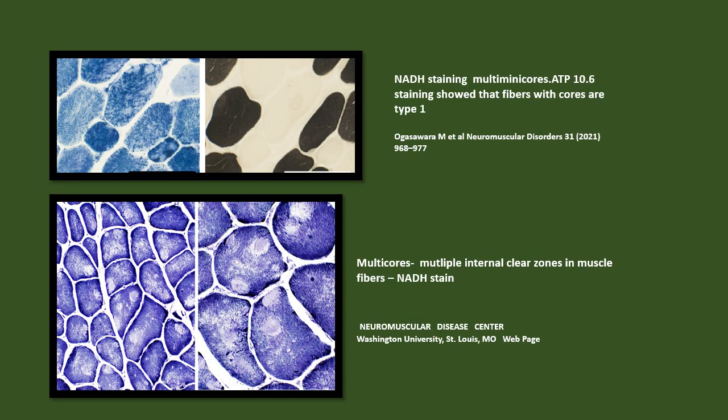In this figure, the top panel shows an NADH stain on the left, which demonstrates multi-minicores. On the right, ATPase 10.6 staining showed that the fibers with cores are type 1. In the bottom panel, multiple minicores are demonstrated in the form of multiple internal clear zones in muscle fibers with an NADH stain.